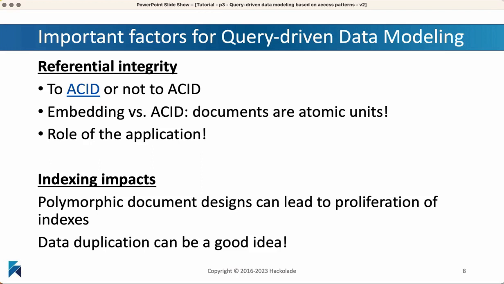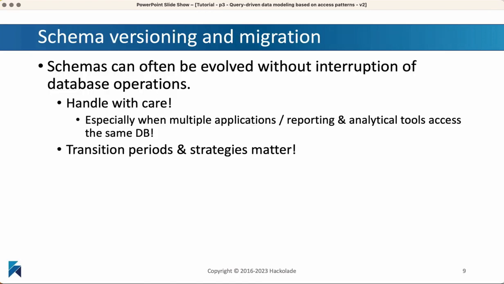Also need to beware of the impact of indexing. We all know this also from the relational world. Indexing can be a very powerful instrument, but if you're not careful with polymorphic document designs, right? So these are document designs that can take a lot of different shapes depending on the instance. You may require a lot of different indexes in order to make this work. And too many indexes, it's not a free lunch. You're going to pay the price for that. There's an overhead associated with that. So therefore, sometimes you might want to design the data a little bit differently and potentially duplicating the data.